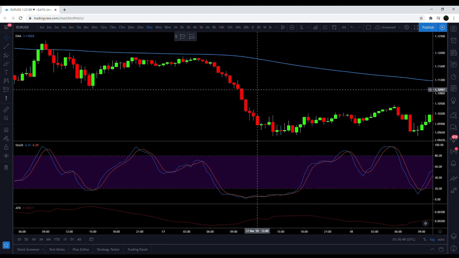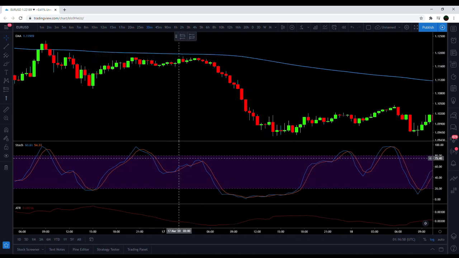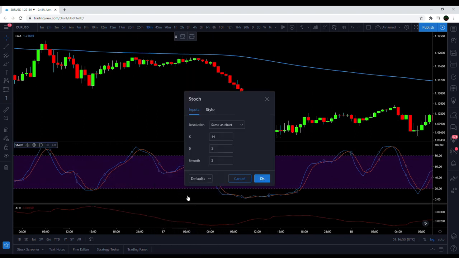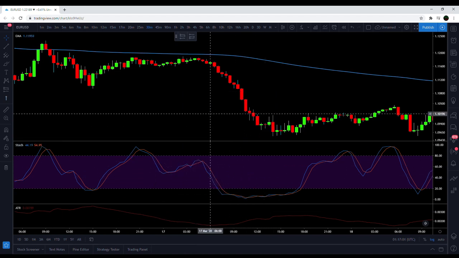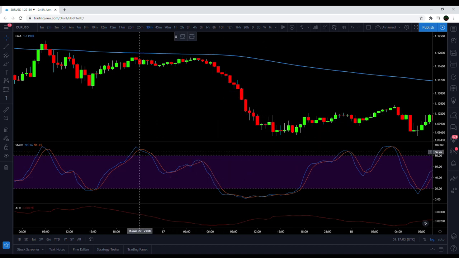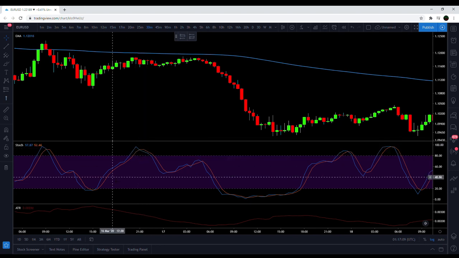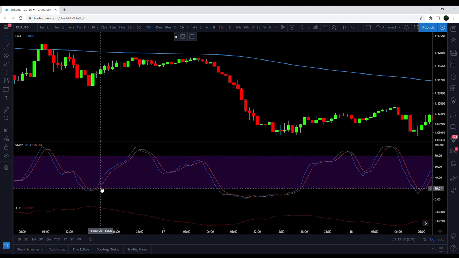The actual signals are going to be generated by the stochastic. And let me show you the settings here because people tend to ask. So it's 14, 3, and 3. The actual signals will be generated when there's a cross down above the 80, and that's for a short, or for a long, a cross up that happens below the 20.